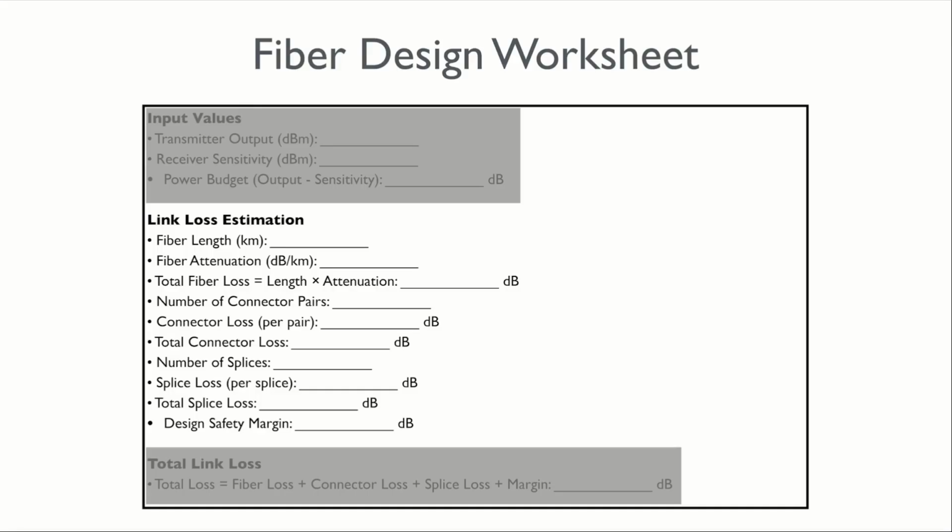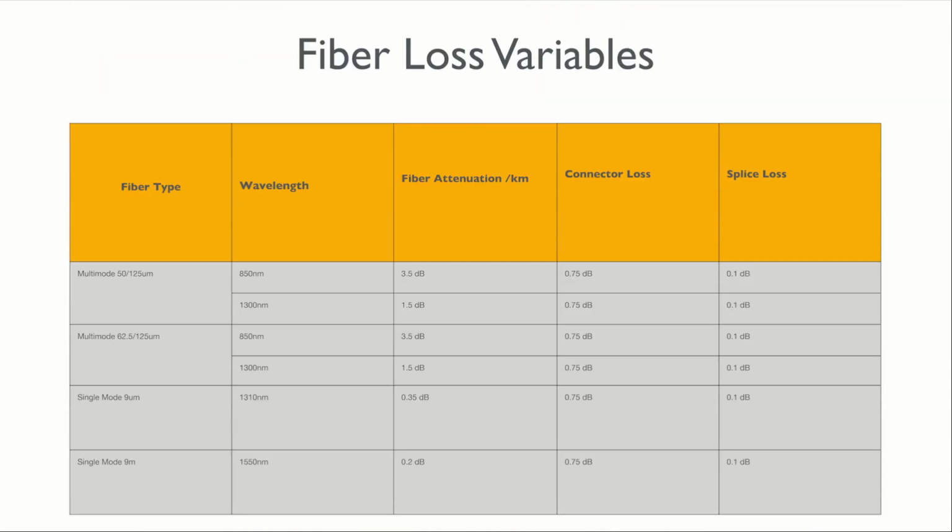Next, we will look at link loss estimation. This includes fiber length, fiber attenuation, total fiber loss, number of connectors and their loss, the number of splices and their loss, and finally, design safety margin. Here's a table showing some examples of estimation and their losses. We will look at these in greater detail.